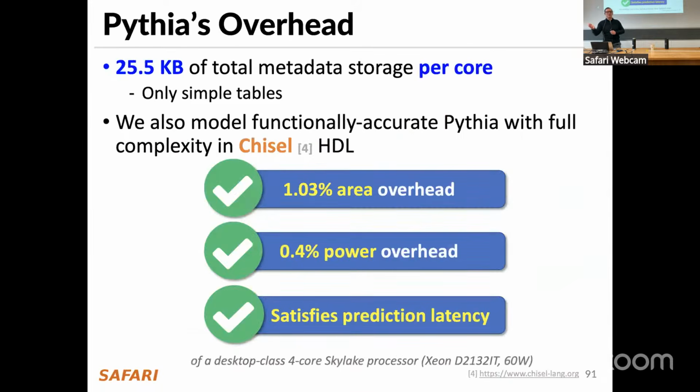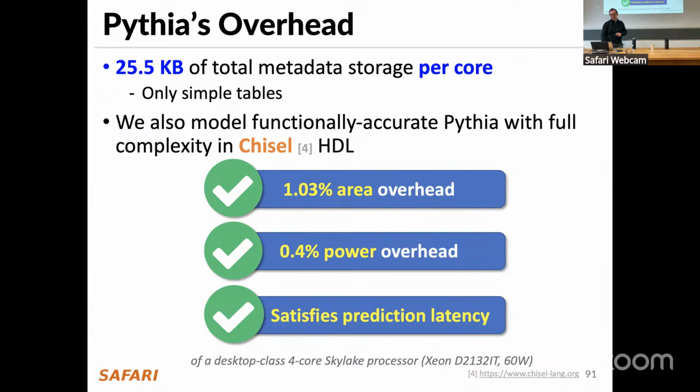So always the question is, at what cost, right? There's nothing that comes for free, and Pythia has some cost. It's not negligible because you need to have these tables. According to Rahul's evaluation, these tables are about 25 kilobytes per core. If you have more offsets, that blows up.